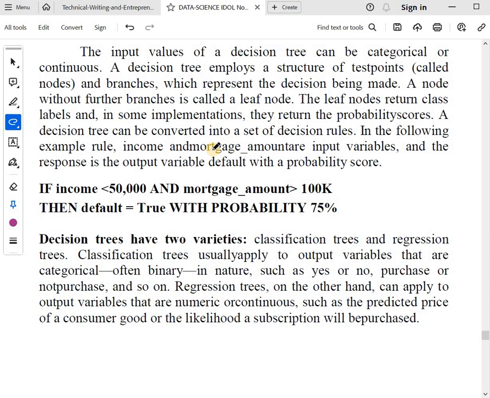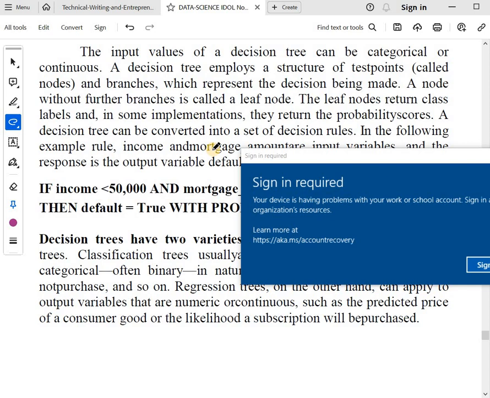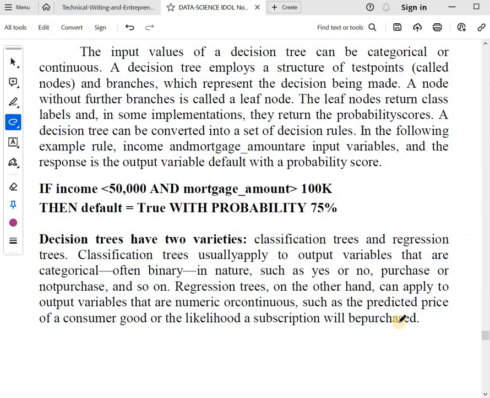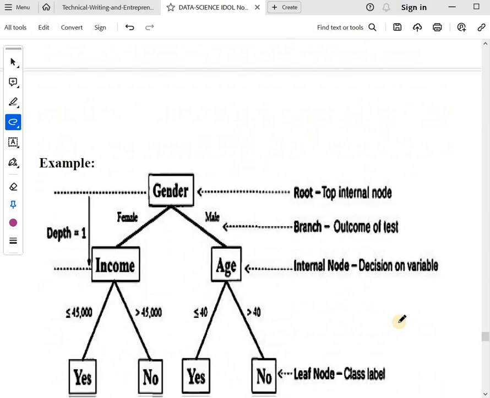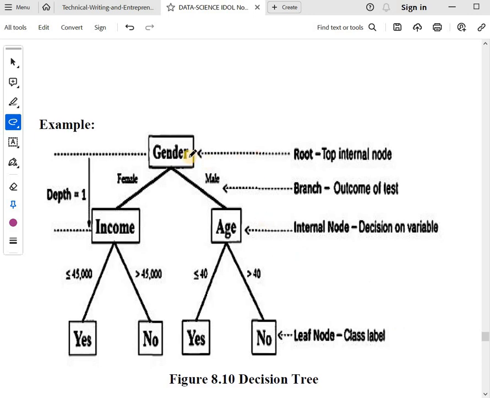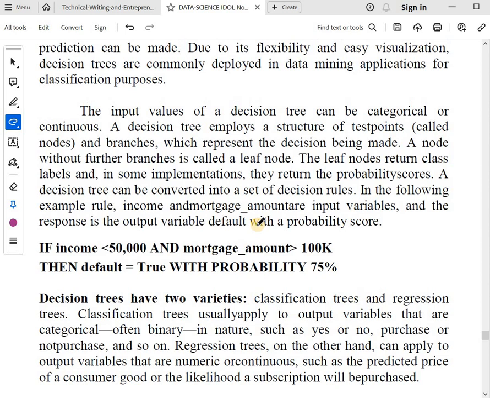Now, as I told you, what is the structure of a decision tree? The structure of the decision tree has test points in it. We also call those test points nodes. Let us take an example. Here, gender is a test point. Age is a test point. After the test point, depending upon the value, we decide which branch to follow.